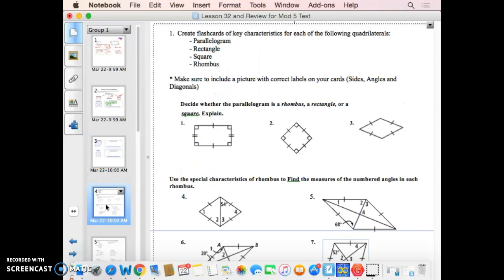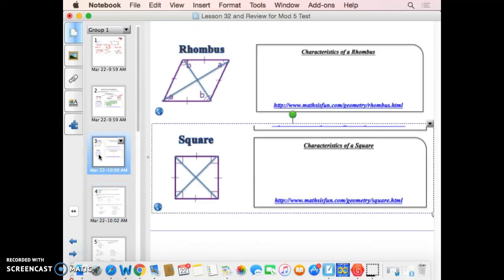All right, then you're going to want to create 4 flashcards with the following key characteristics, and you want to memorize that. If you need note cards, I have some in the front of my room, or you can just take a piece of paper and cut it into 4 equal parts. You want to make sure you make a picture and correctly label your cards and the diagonals. Very similar to what we did here.